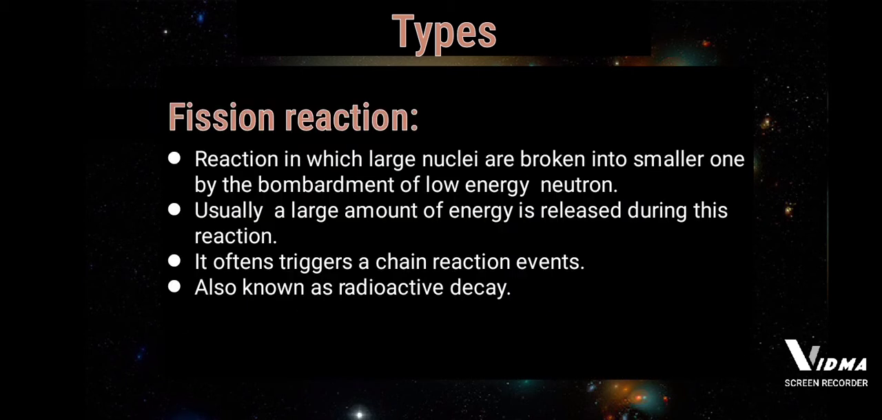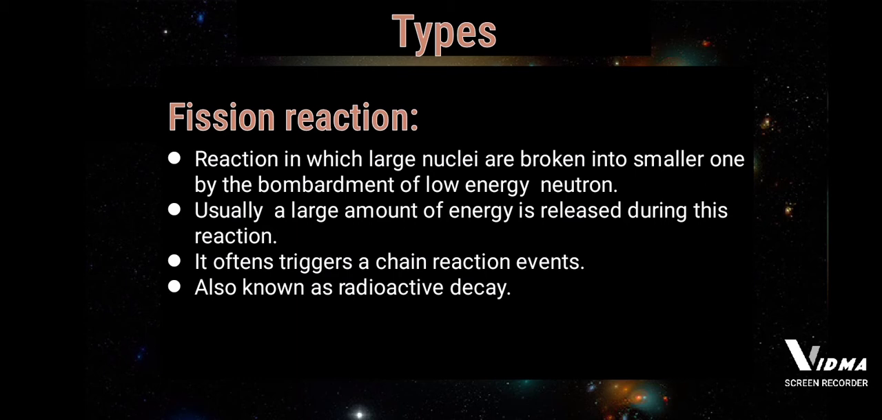Firstly, we will see what a fission reaction is. A reaction in which large nuclei are broken into smaller ones by the bombardment of a low energy neutron is known as a fission reaction. Actually, in nuclear fission, an unstable atom splits into two or more smaller pieces that are more stable and releases energy in the process. Usually, a large amount of energy is released during fission reactions. Fission reactions often trigger a chain reaction of events.